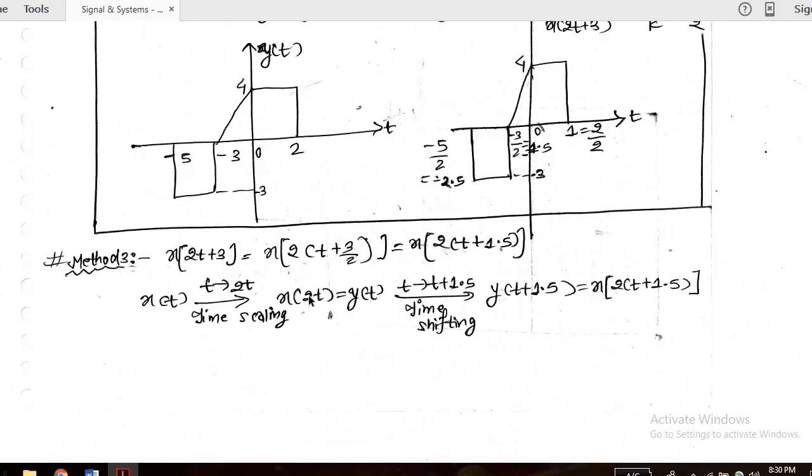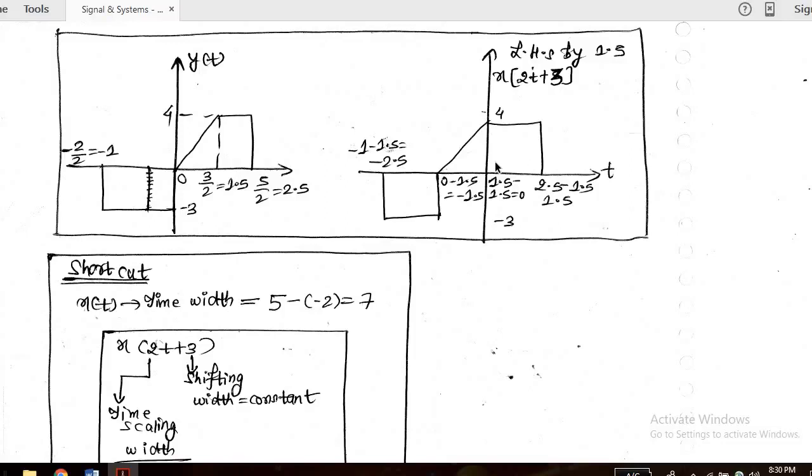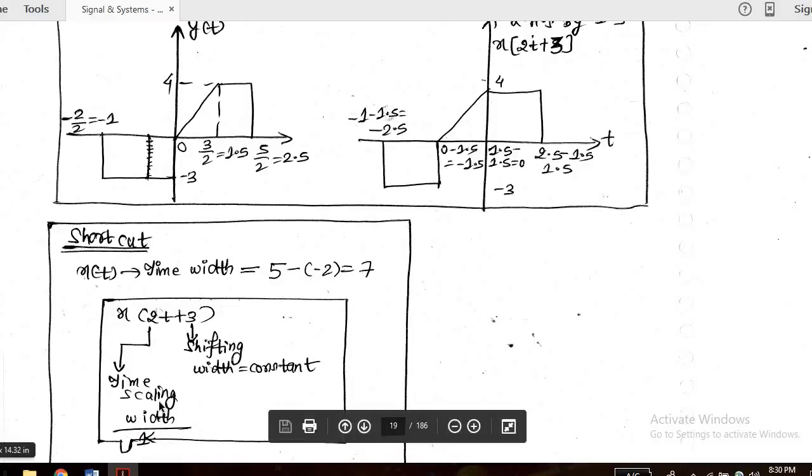So time width is 7, but for x of 2t plus 3, shifting means the width is constant. Shifting means either left shift or right shift. We are holding the signal, with the x axis and y axis kept constant. Assume in Windows Paint we drag the objects like that, we are holding this figure and dragging it to the right side or to the left side. So shifting means the width will not change, scaling means the width will change.